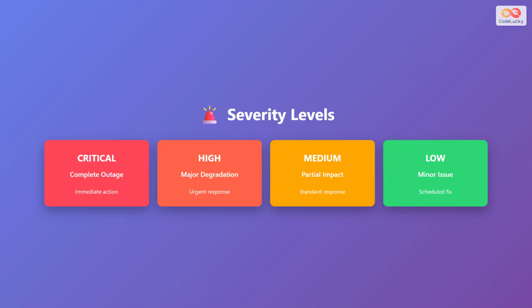Let's explore severity levels in detail. Critical severity means a complete outage requiring immediate action. High severity indicates major degradation where significant functionality is impaired, requiring an urgent response. Medium severity means partial impact where some features are affected, but the service still functions, requiring a standard response. Low severity indicates a minor issue that doesn't significantly impact users and can be scheduled for a fix. Each level triggers different response protocols and team engagement.